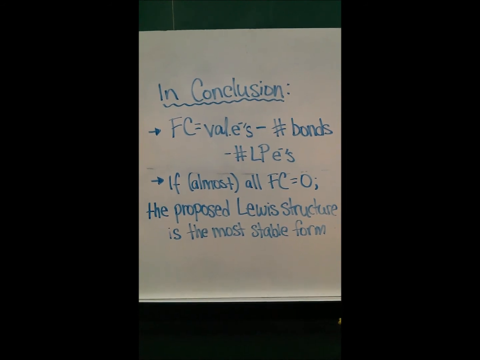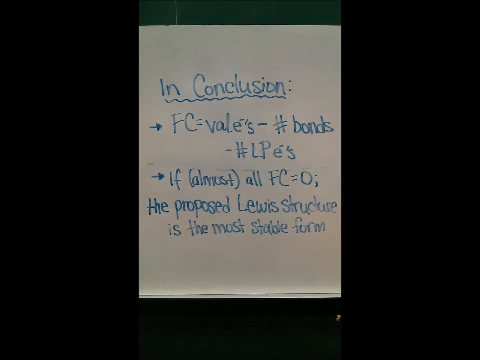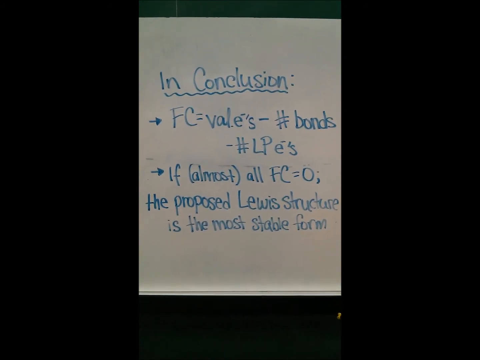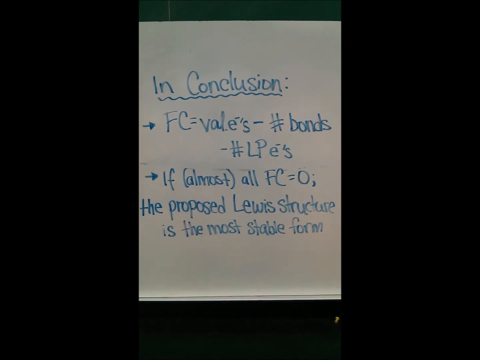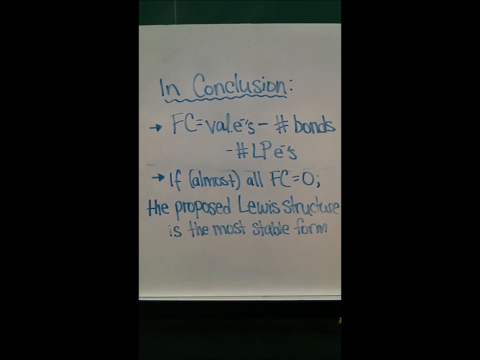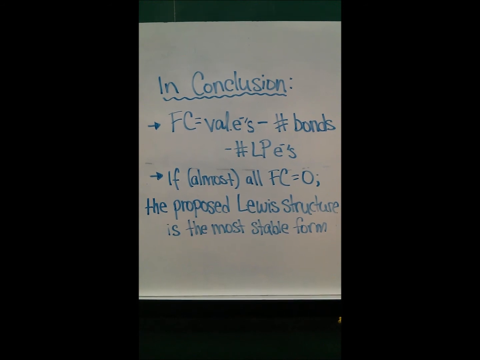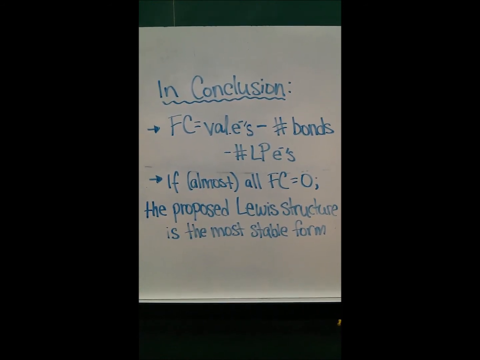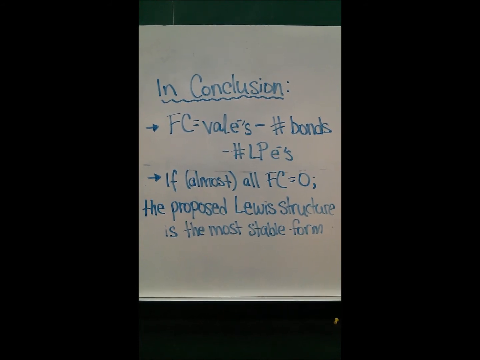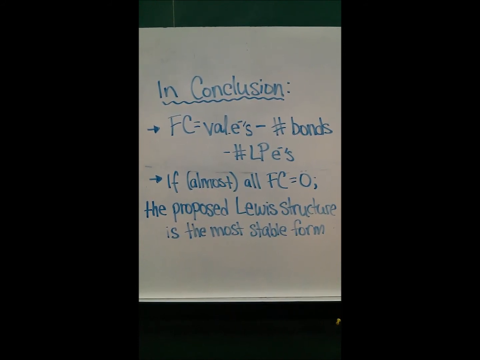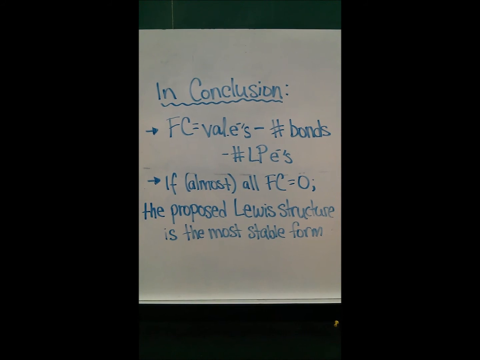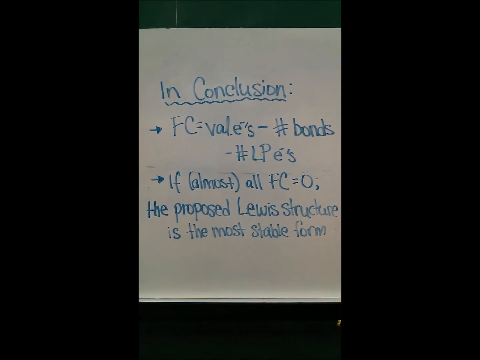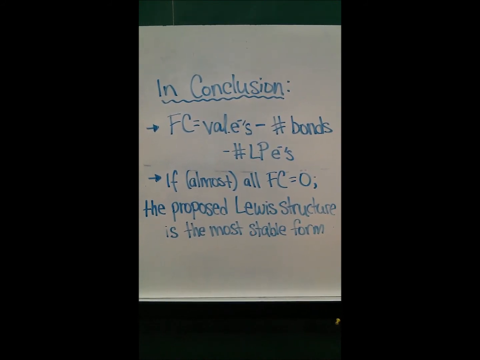In conclusion, to find the formal charge of an atom in a compound, draw the Lewis structure and use the formula: formal charge equals the number of valence electrons on that element minus the number of bonds it has minus the number of lone pair electrons it has. If all or almost all of the formal charges in the specific arrangement of a compound are equal to 0, then the proposed Lewis structure is the most stable form. Remember to draw your Lewis structures accurately and count your values correctly.